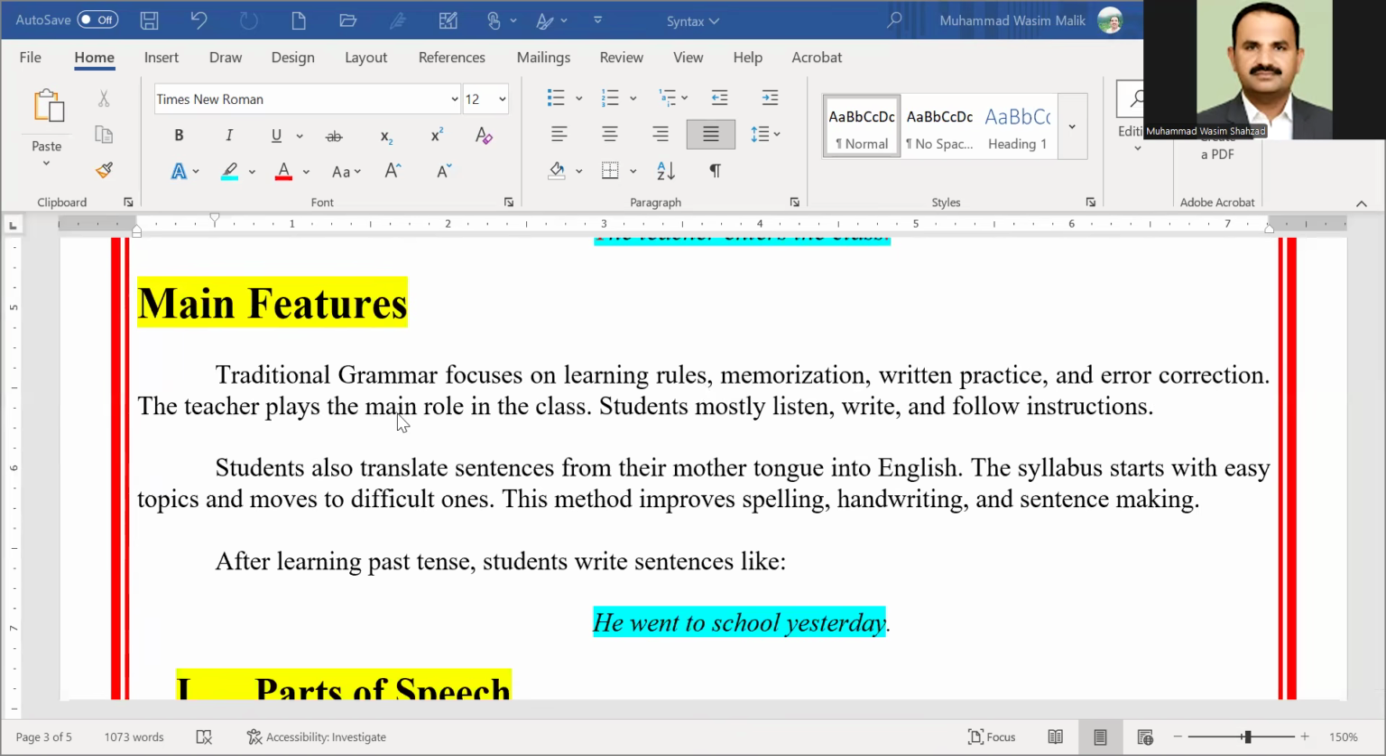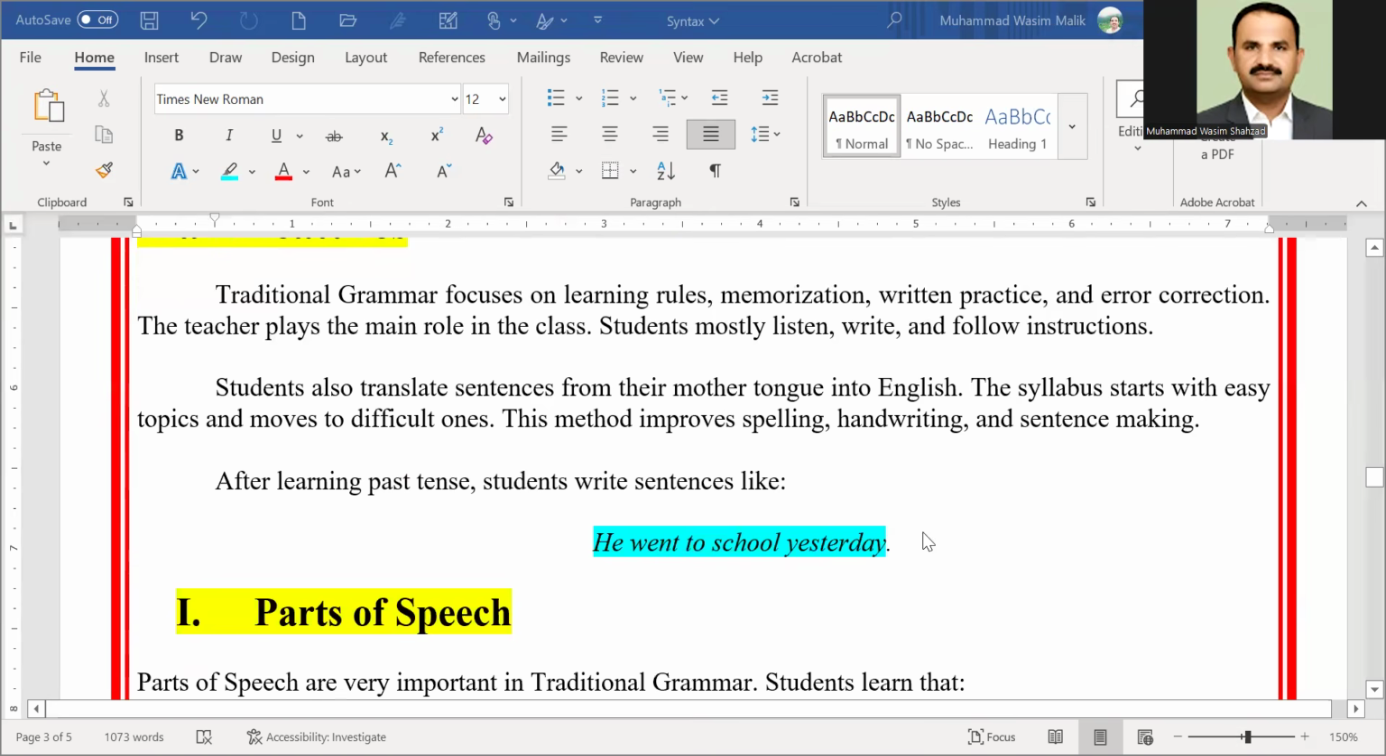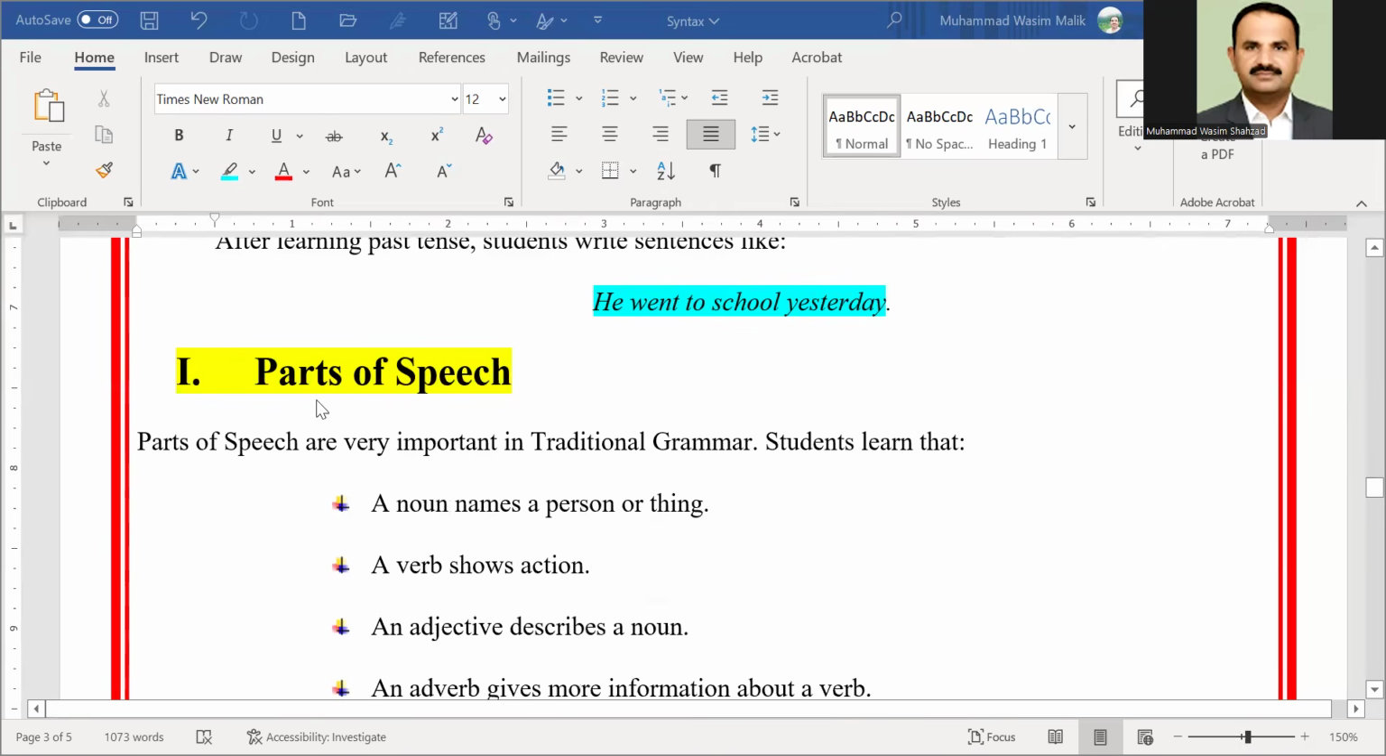The teacher plays the main role in the class. Students mostly listen, write, and follow instructions. Students also translate sentences from their mother tongue into English. The syllabus starts with easy topics and moves to difficult ones. This method improves spelling, handwriting, and sentence making. After learning past tense, students write sentences like, he went to school yesterday. It's a past tense.